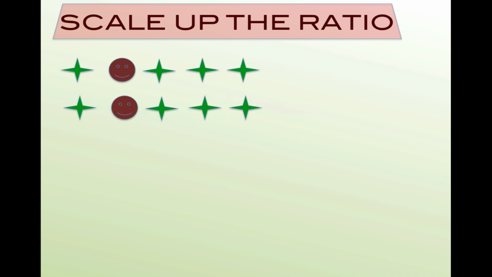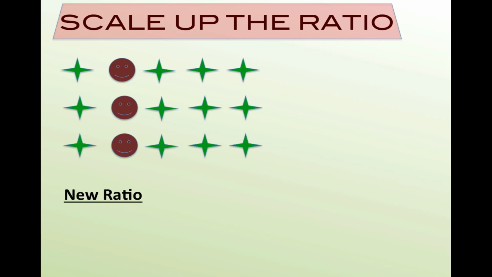That's the original ratio. So now this ratio, which was originally 4 to 1, has been scaled up to 2. Boom! Another set. So now it's scaled up to 3. But look, I kept the ratio consistent. For every 4 stars, there is 1 smiley face. So now, basically, we have a new ratio.